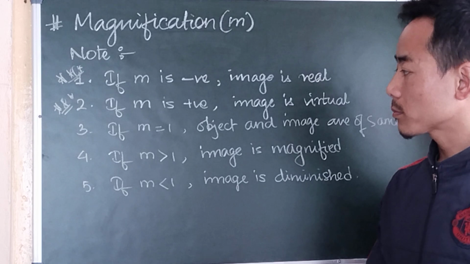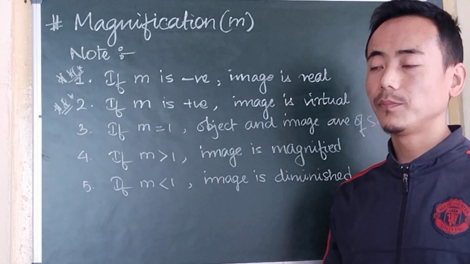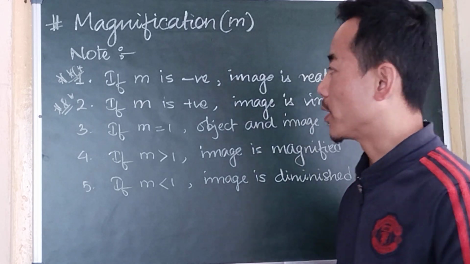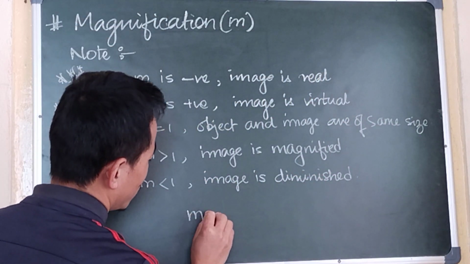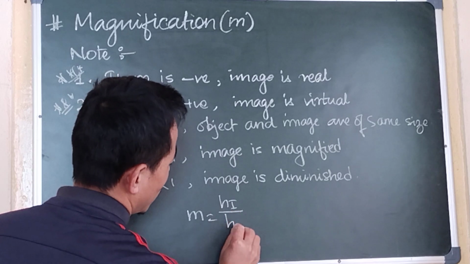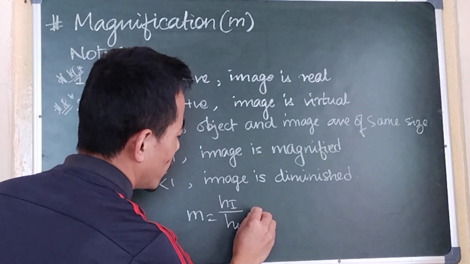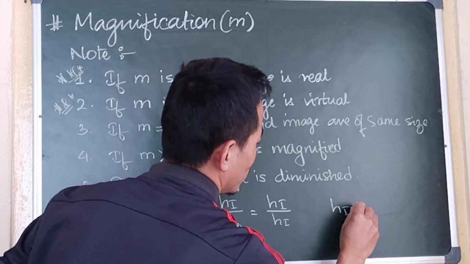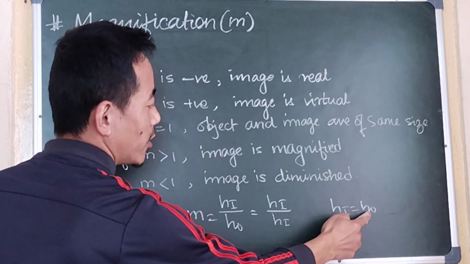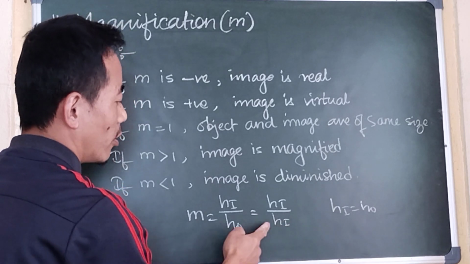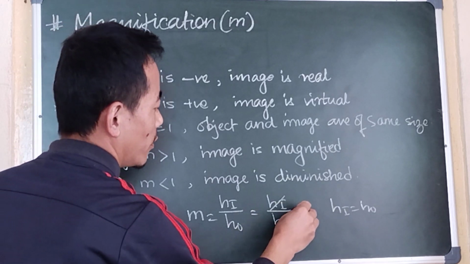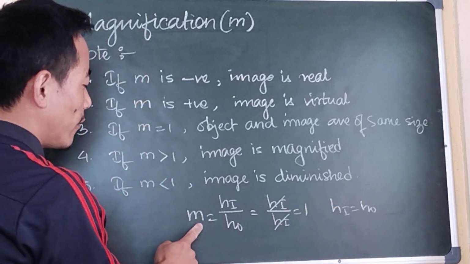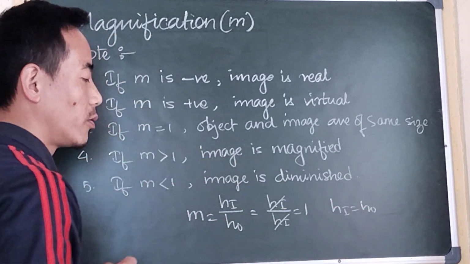Now the other things, if M is equal to 1, then we can say that the object and image formed are of the same size. For example, magnification is the ratio of height of the image and height of the object. So here, if HI and HO are equal, HI is equal to HO. So instead of HO, we can write HI in the denominator. So if you cancel these two, you will get 1. So whenever your image height and object height are equal, the value of magnification will always be equal to 1.